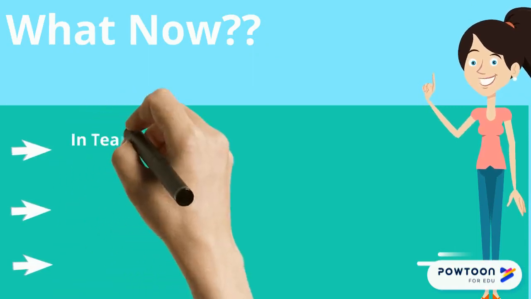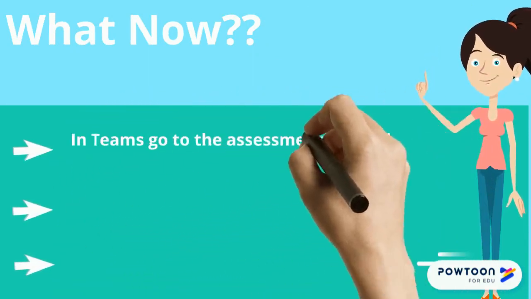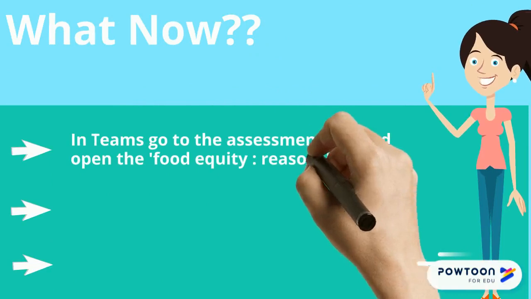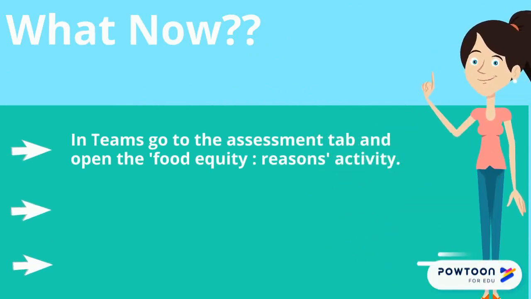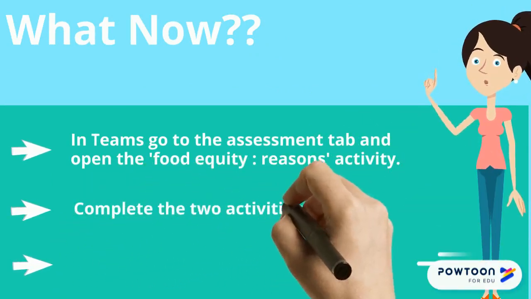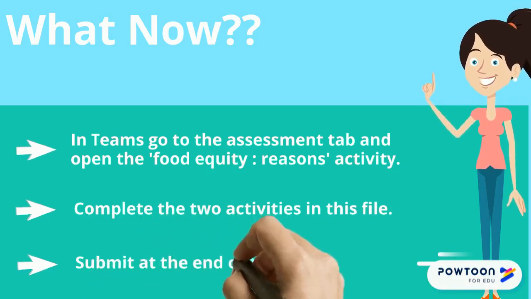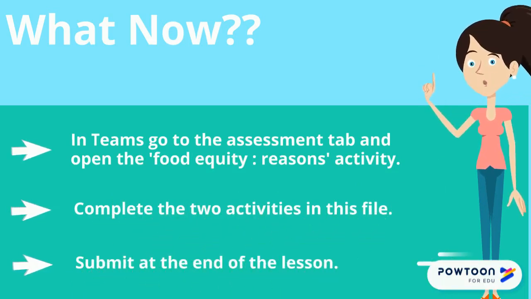So what do you need to do now? In Teams, go to the Assessment tab and open the Food Equity Reasons activity. Complete the 2 activities in this file and then submit at the end of the lesson.